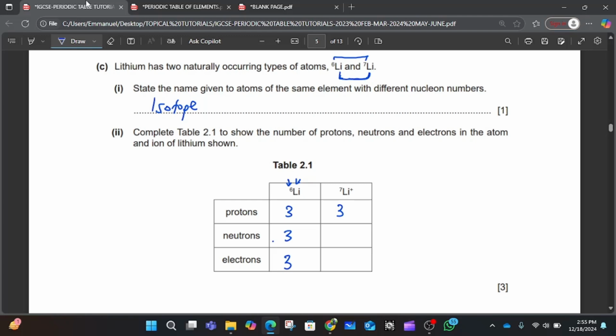For this one, the neutron number is 7 minus 3, and that is 4. It has lost 1 electron, so it means that the number of electrons will be 2.